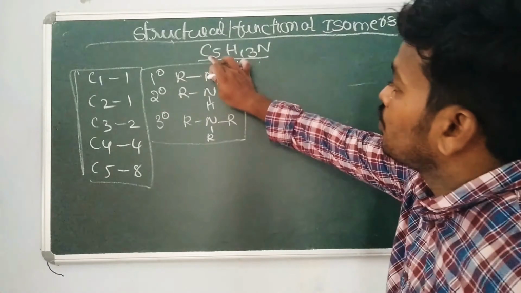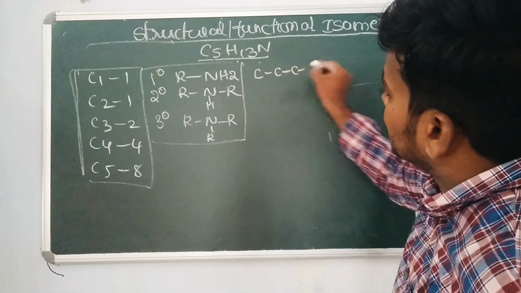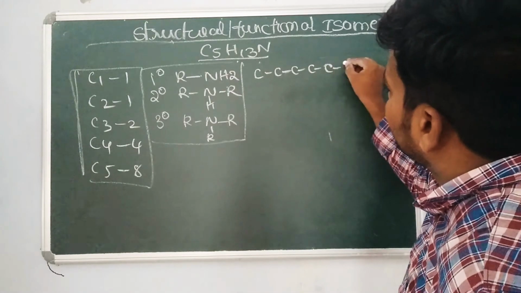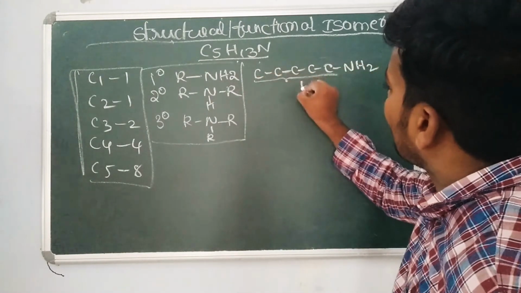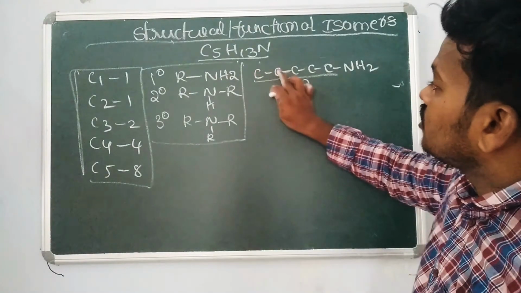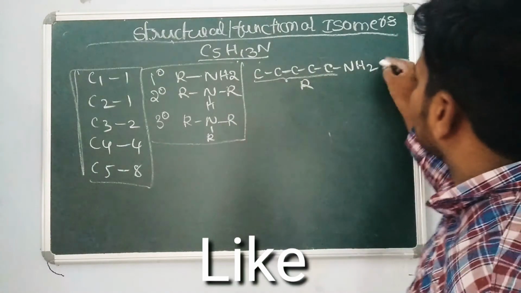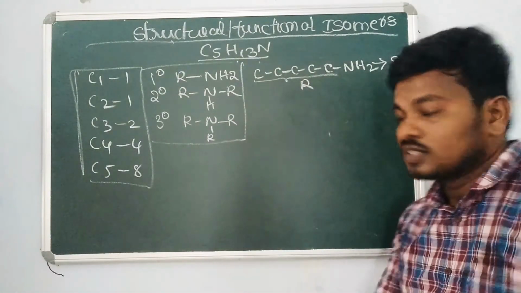First see how many carbons: 5 carbons, 1, 2, 3, 4, 5, then NH2. These are all RNH2, primary amines. With 5 carbons, there are 8 possible structural isomers.